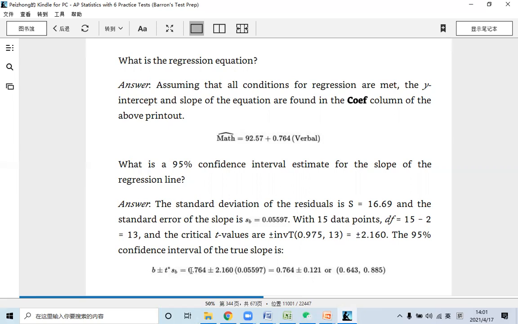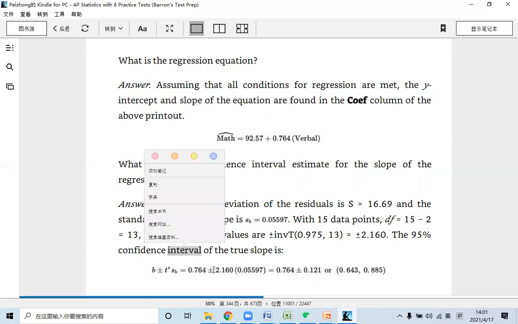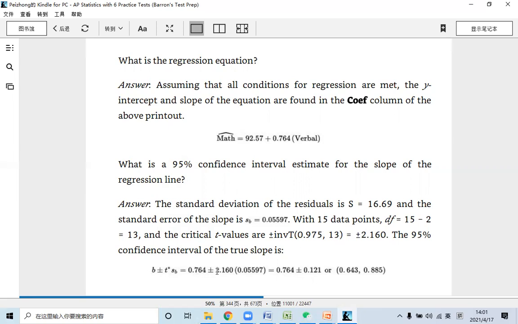So it's here 0.76, that's the slope you calculated. The margin of error, the boundary values: 2.16, that's a t value, 2.16 times the standard error. The standard error, that is the estimated standard deviation.